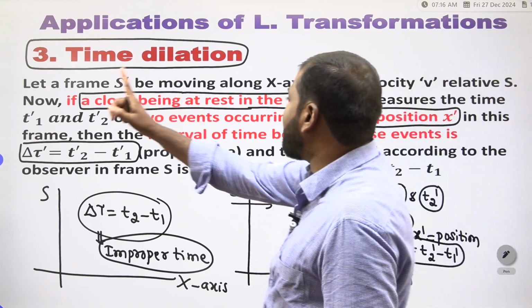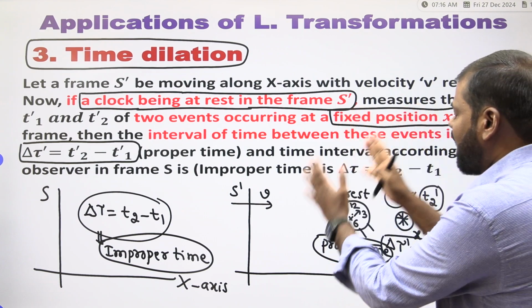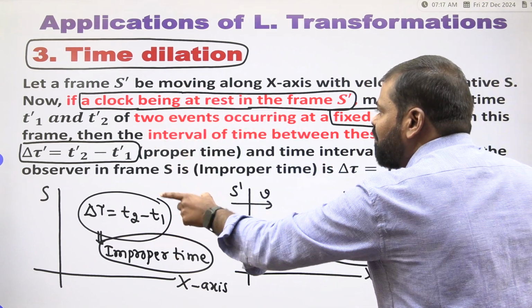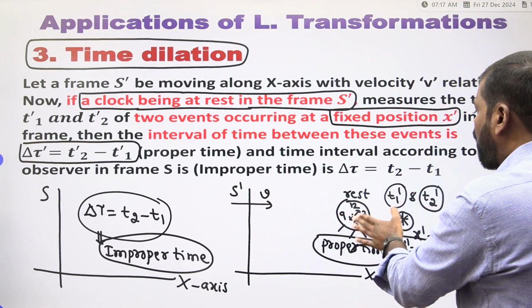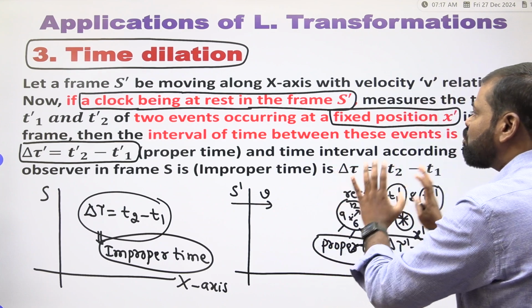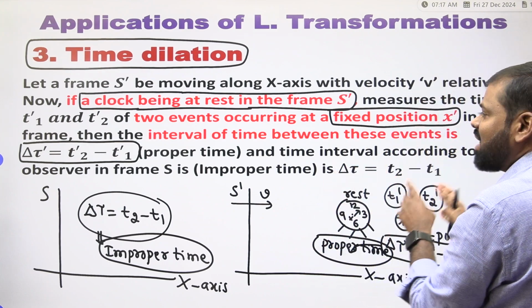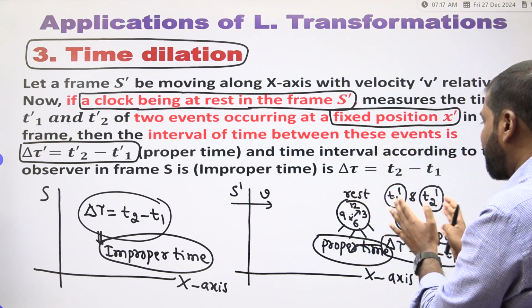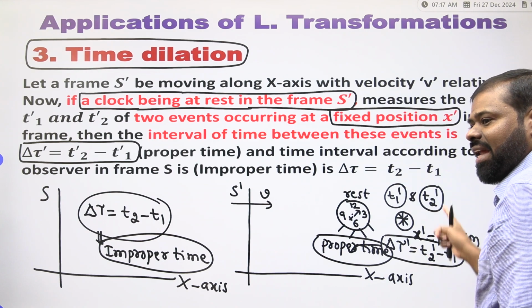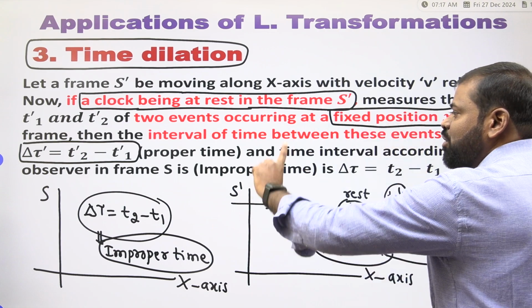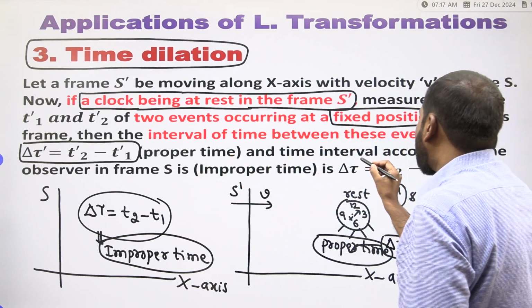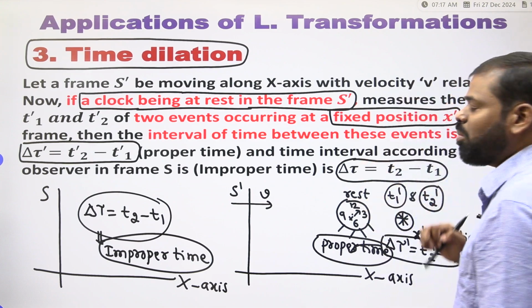So, let a frame S dash be moving along the x axis with velocity v relative to S. If a clock at rest in the S dash frame measures the times t1 dash and t2 dash of two events occurring at a fixed position x dash in this frame, then the interval of time between these events is delta t dash equal to t2 dash minus t1 dash. This time we call the proper time, and the time interval according to the observer in the S frame we call the improper time, delta tau equal to t2 minus t1.